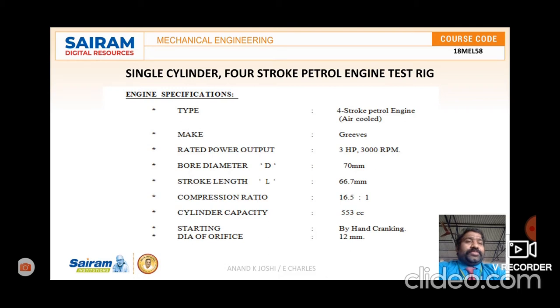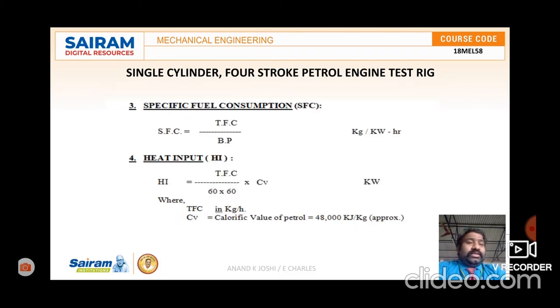Okay, so these specifications are helpful for calculating the various values, such as the specific consumptions. As we discussed in the previous experiment, we can calculate them from the total fuel consumption and the brake power. The heat input we can calculate using the total fuel consumption and the calorific value of that fuel, that is petrol. The calorific value we already know, 48,000 kilojoules per kg, which is an approximate value. Then we can calculate the heat input in kilowatts.